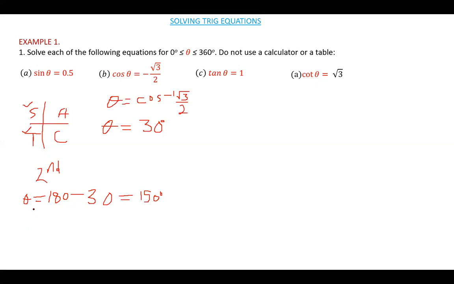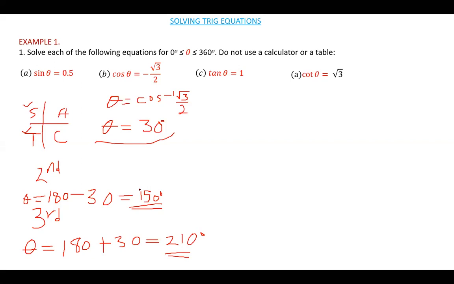And then in the third quadrant, you're going to have your theta equal to 180 plus 30 degrees. That is going to be in your third quadrant. So your value of theta in your third quadrant is going to give you 210 degrees. So your final answers are 150 and 210 degrees. So this 30 is not part of your answer. Your answers are these.